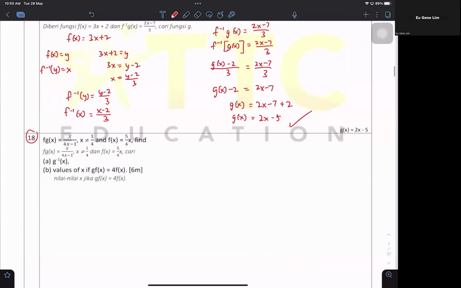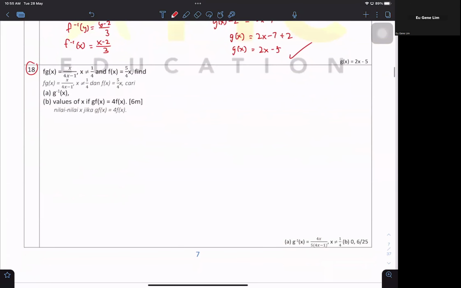Right. Question 18. Now, question 18, you see, they give you FG, and then they give you F, and then they ask you to find G inverse. So how to do this?